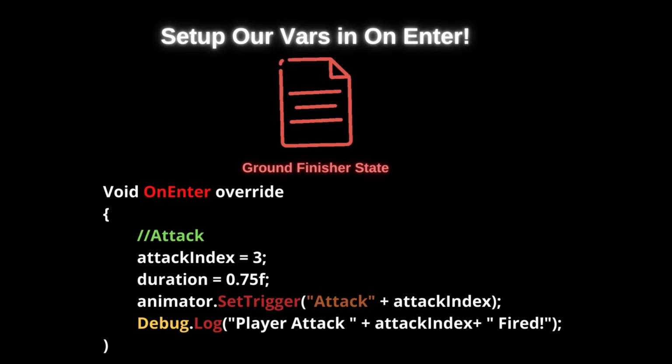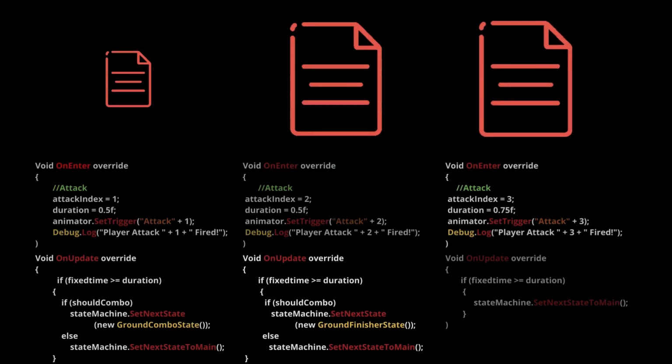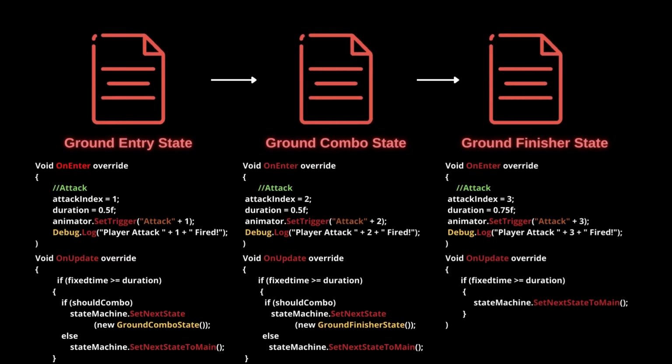And finally, in the onUpdate function, it's simply going to check to see if the duration has elapsed, and if the shouldCombo bool is set equal to true, it's going to set it to the next state that it should. On entry, we'll set it to ground combo state. Ground combo state will set it to finisher, and finisher will set it back to main. Now, if the shouldCombo variable isn't set in ground entry and ground combo, then you will simply set it back to main, which will essentially reset the entire combo altogether.